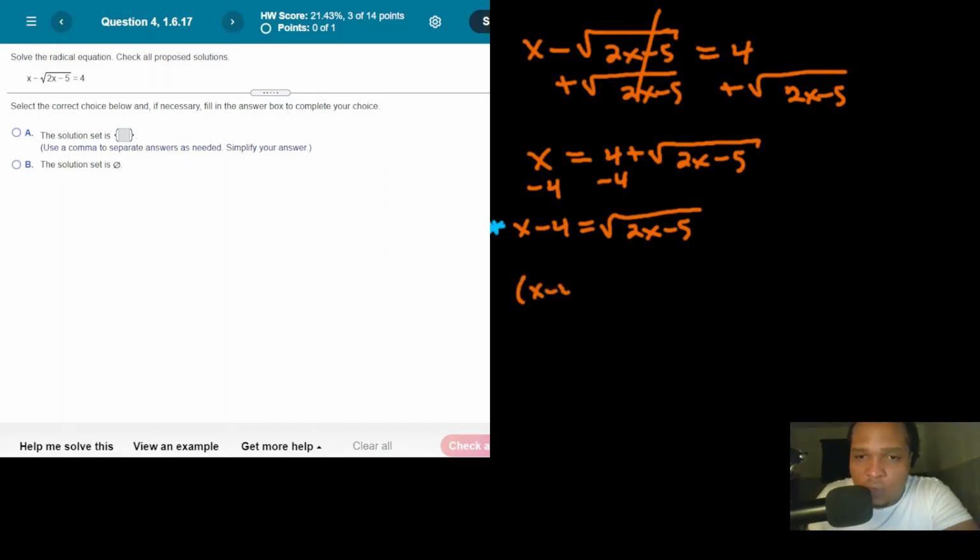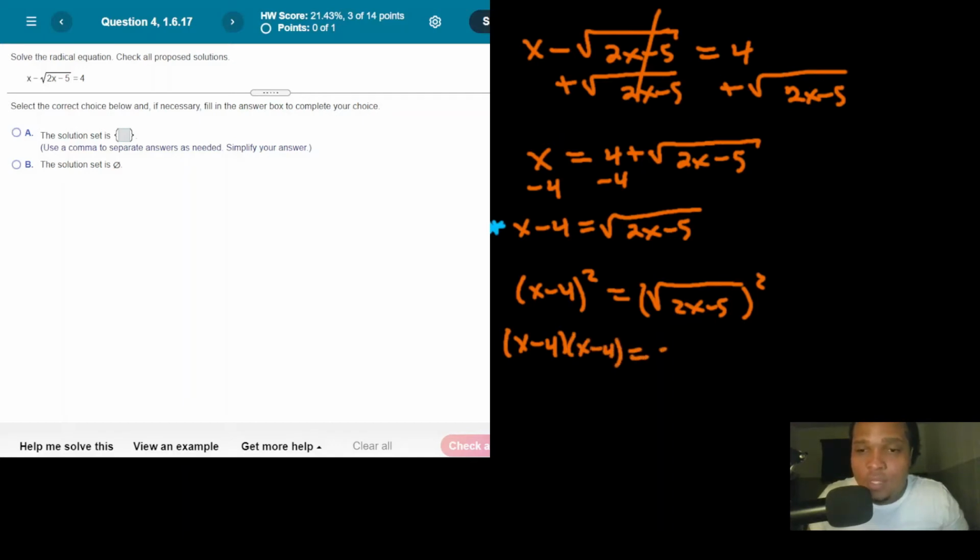This is x minus 4, the whole thing squared, is equal to square root 2x minus 5, the whole thing squared. So this is just x minus 4 is equal to, oh, no, it's not. I'm pretending like it's a radical. This is x minus 4 times itself equals, this comes out 2x minus 5. Over here, we can use our little trick, or you can just use FOIL. Square the first term, square the last term, multiply the 2 and double it.